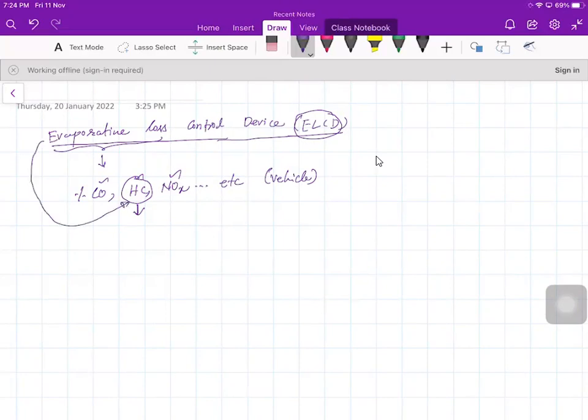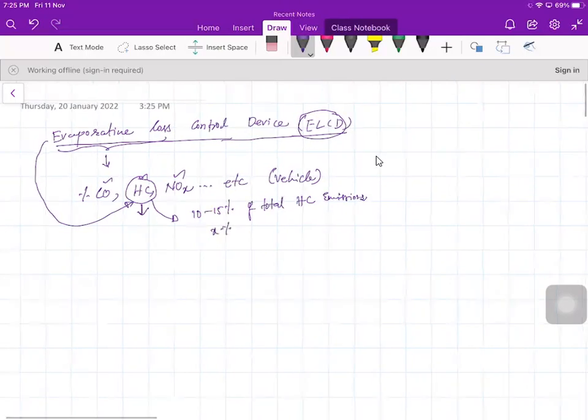This accounts for nearly 10 to 15 percent of total hydrocarbon emissions. If we take 100 percent, the other sources contribute some X percentage, which we already discussed, and a maximum of 15 percent comes from evaporative losses itself. That's why people have started controlling these evaporative losses.